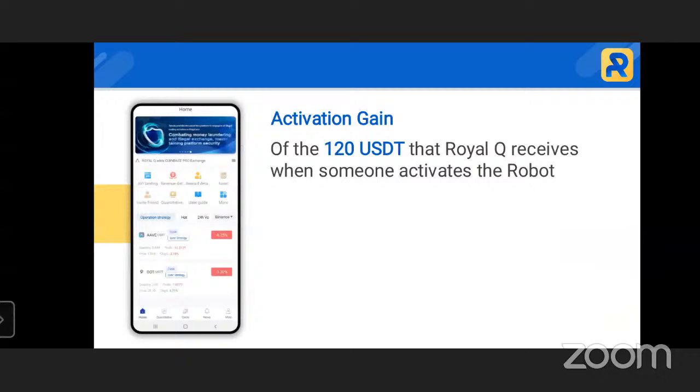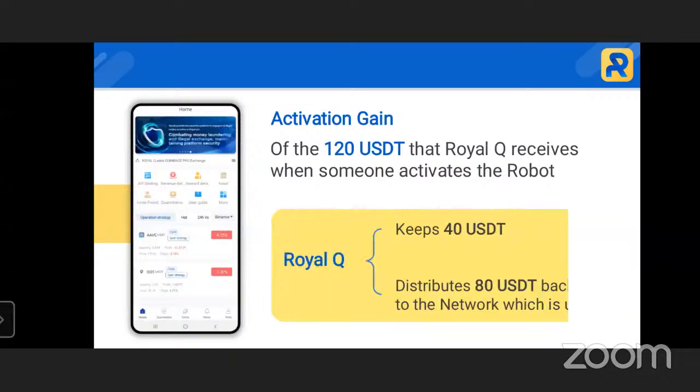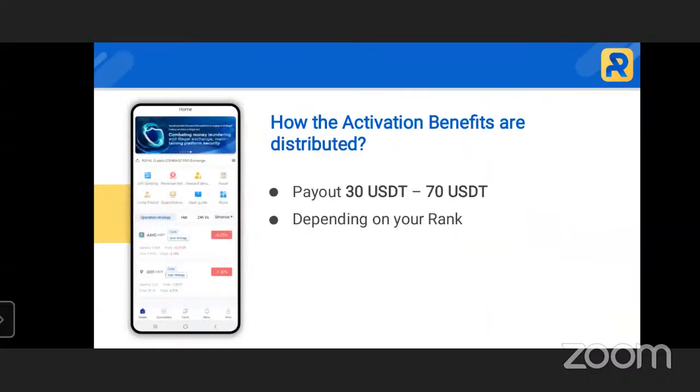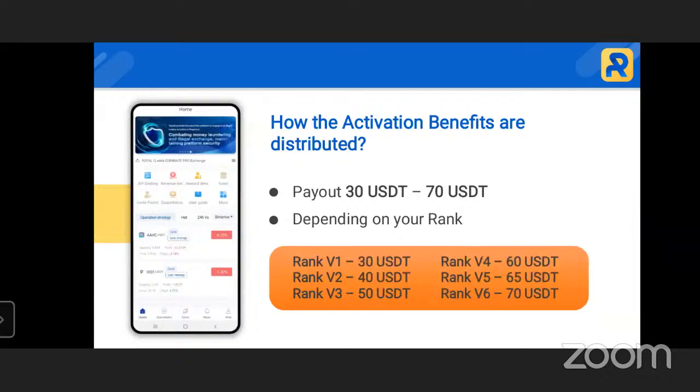This is the only business I've done, ladies and gentlemen, where I know where the company gets money, it pays me. So of the 120 USDT that Royalq receives when someone activates the bot, Royalq keeps 40 USDT and distributes 8 USDT in the network, which is us. Could you imagine? And this is how it is distributed depending on your rank.